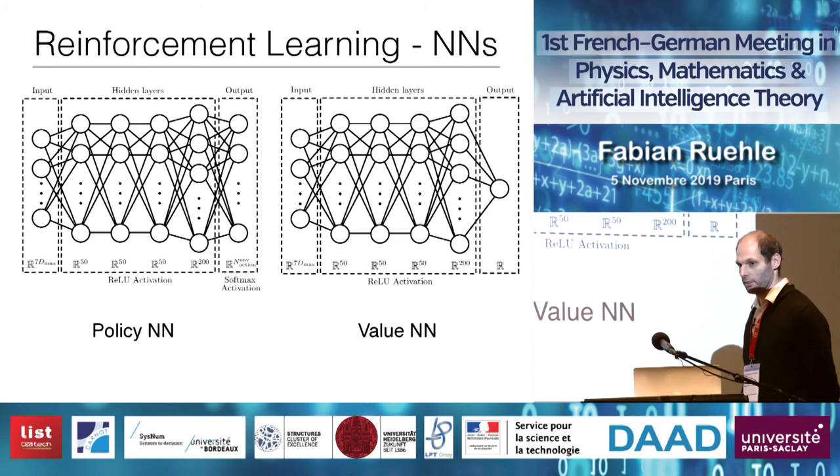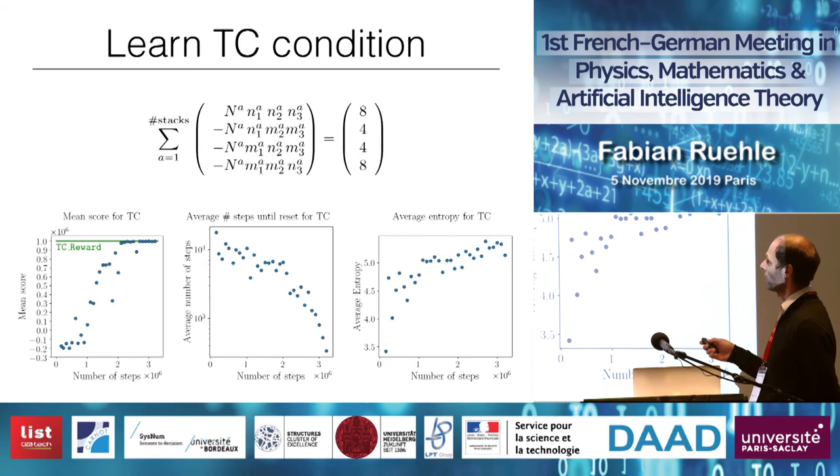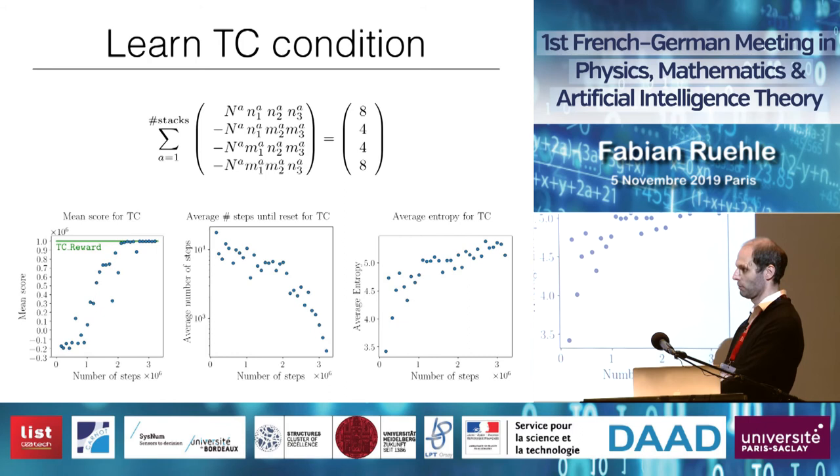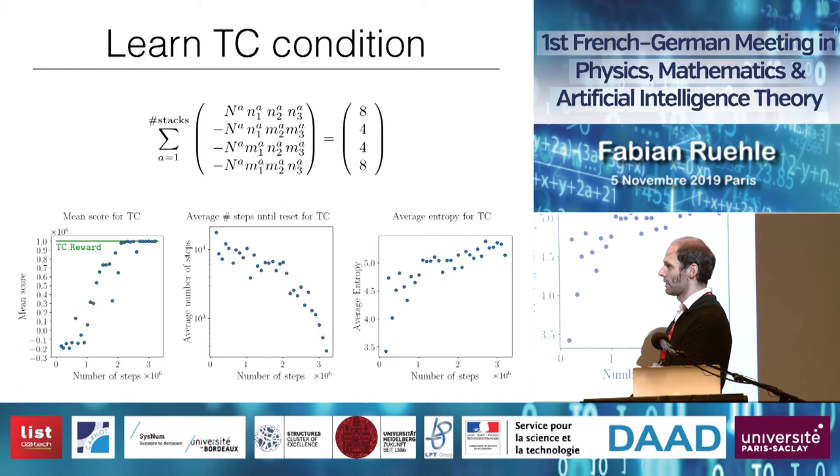Let's start with this one. So can I find small n's and m's and capital N's to get 8448? This is the number of steps the agent takes, and this is the reward it gets. In the beginning, it's acting like a random walker, and we punish it for every move it does. So in the beginning, it gets a negative reward. It's just walking around. It doesn't do anything clever or informed. It's not solving this, and it gets a negative reward.